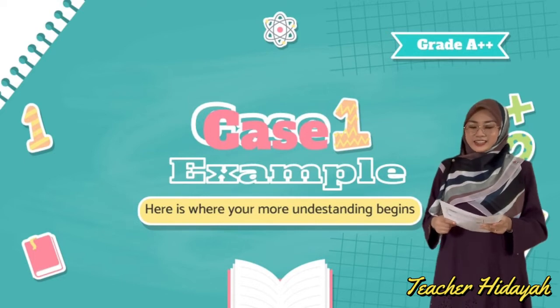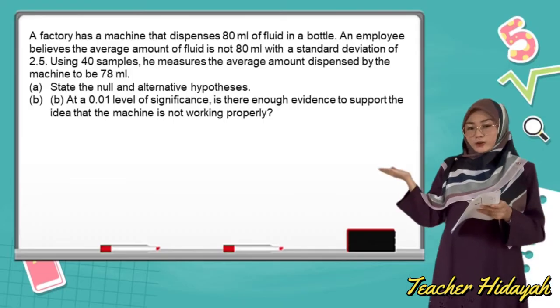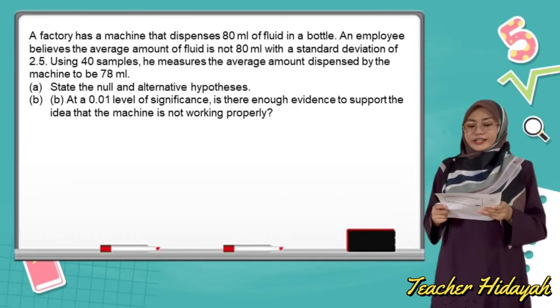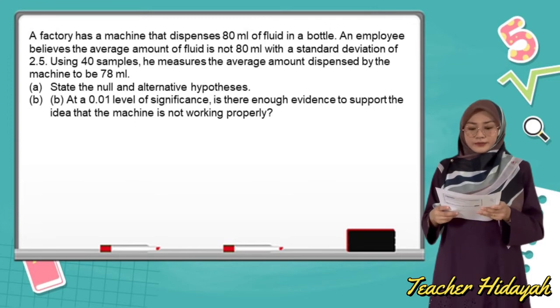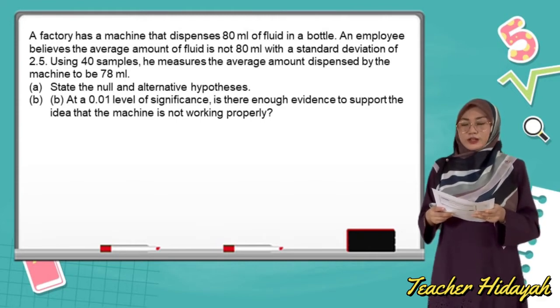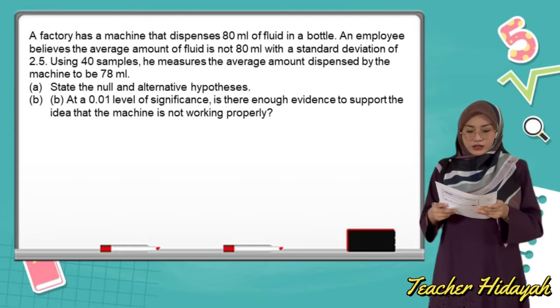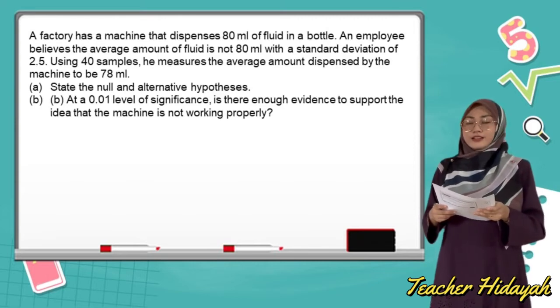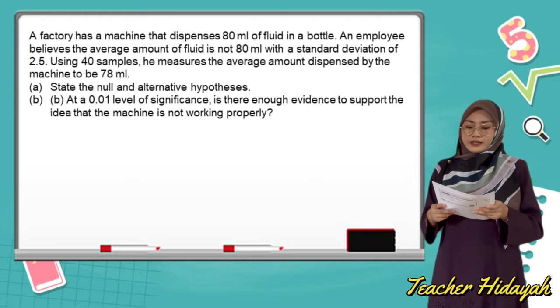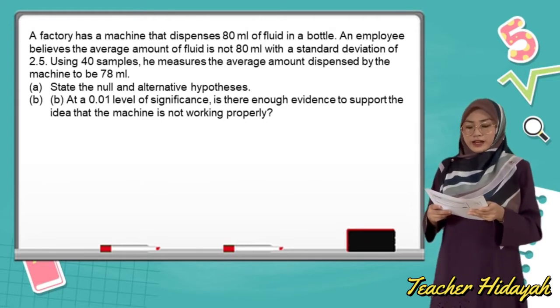Students, pay attention! Now, I would like to give a question example of case 1. Here is the question. A factory has a machine that dispenses 80 ml of fluid in a bottle. An employee believes the average amount of fluid is not 80 ml, with a standard deviation of 2.5. Using 40 samples, he measures the average amount dispensed by the machine to be 78 ml. Question A. State the null and alternative hypothesis. And B. At a 0.01 level of significance, is there enough evidence to support the idea that the machine is not working properly?